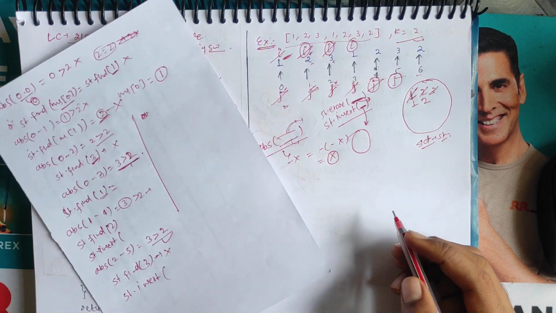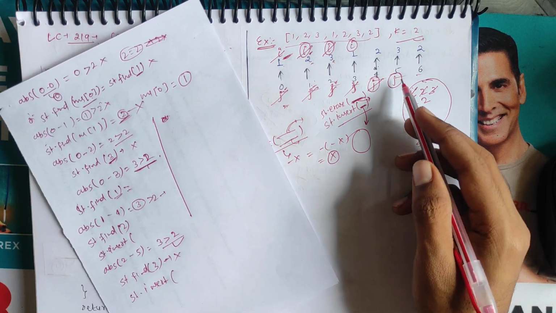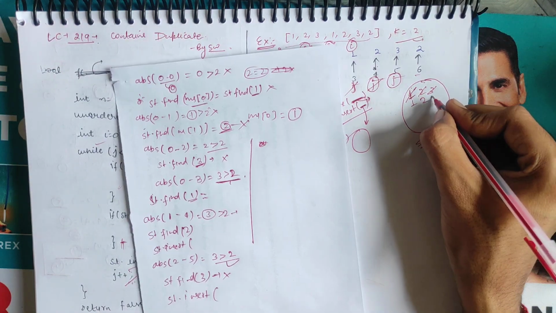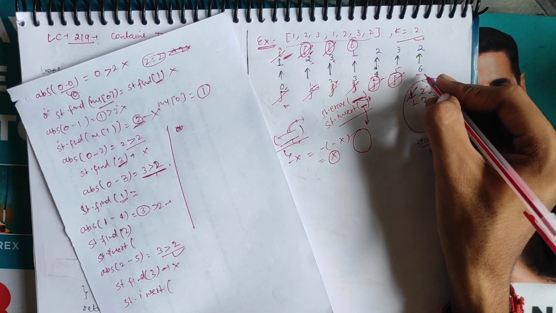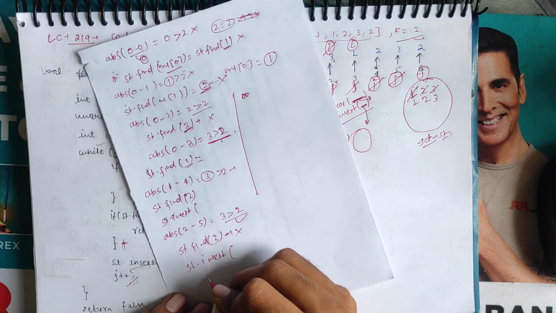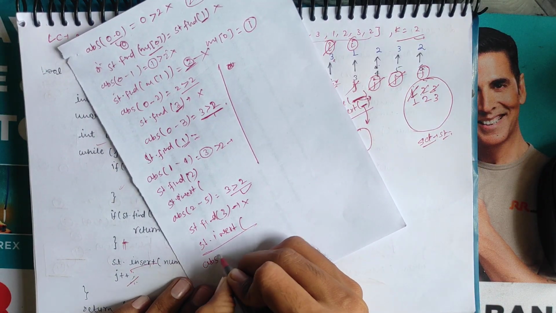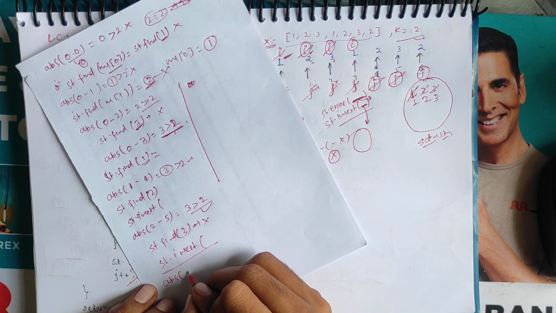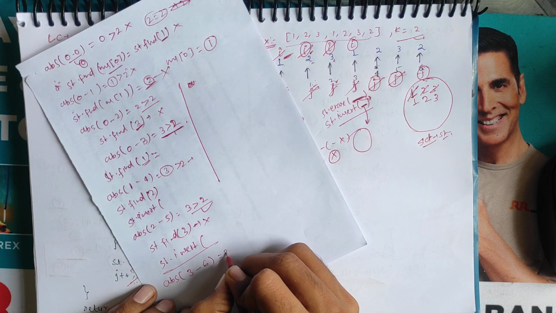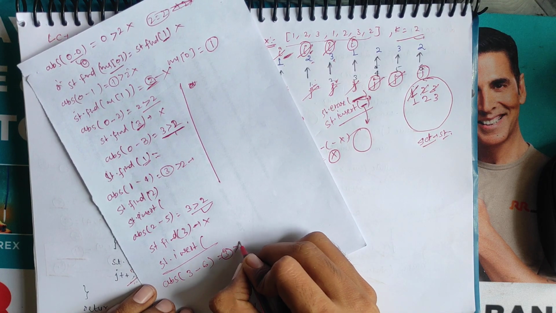Nums of j was 3. So we insert 3. After that we move j pointer forward. Again, absolute of 3 minus 6. It is 3. It is greater than k.